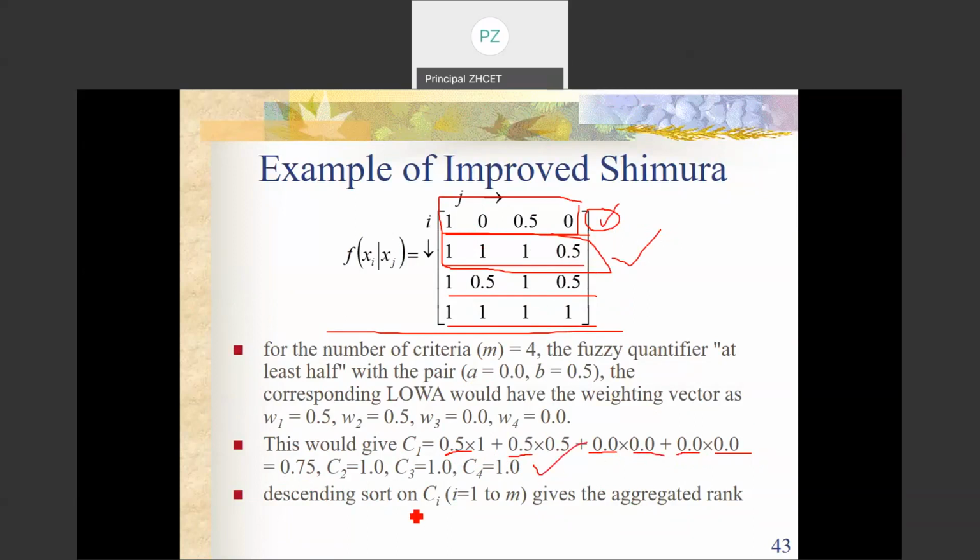Descending sort on Ci, i equal to 1 to m, gives the aggregated rank. Again, in this case, we see there are a lot of ties simply because the values are too few. The matrix is too small. If you go to a realistic search engine, it may be a 100 by 100 matrix at least, if you are just considering the top 100 documents. If you consider more documents, this matrix will be even larger, right? So in that case, the chances of ties would be lesser.